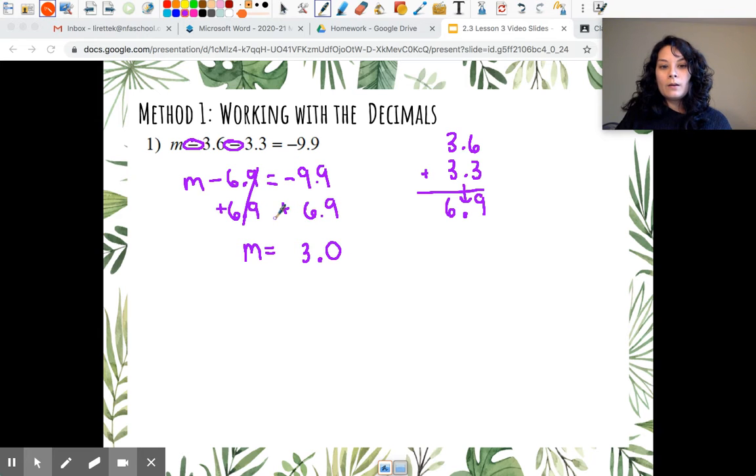Negative and positive, my signs are different, so I need to determine which sign to match. The larger number is the negative, so I match the negative. So looking at this, you should know that when a number ends in a decimal and then just zeros, that's the same thing as an integer. So this is really just m is equal to negative 3. So there's one way to work with the decimals. Fairly simple, not too bad.